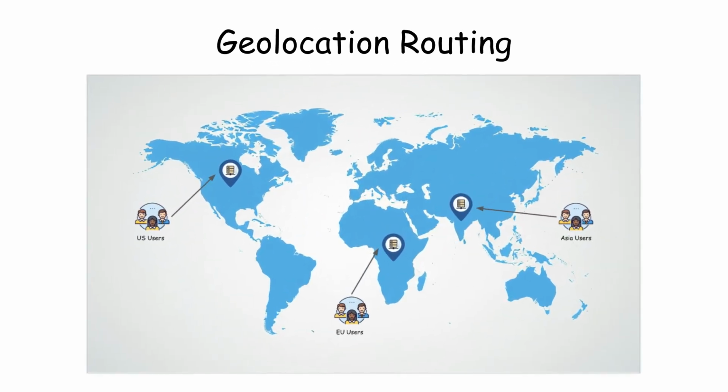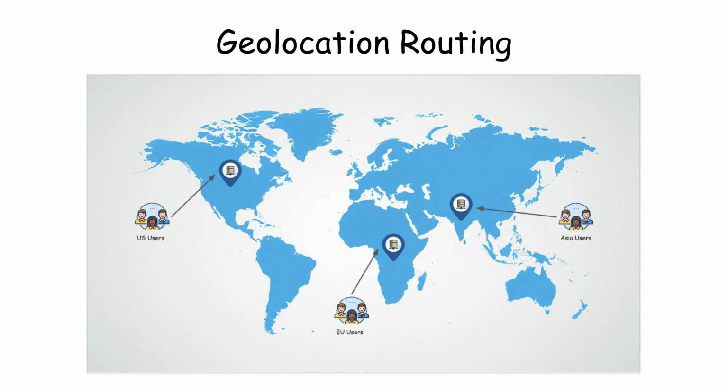Next, we'll cover one of the most important strategies for any global business: geolocation routing. This isn't just about making your site faster, it's about control and compliance. Geolocation routing identifies where your users are coming from by country or continent and sends them to servers you have specifically designated for that region.